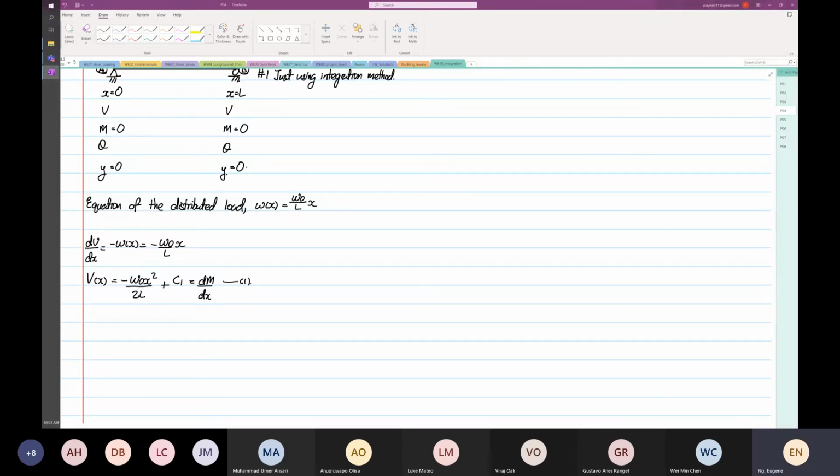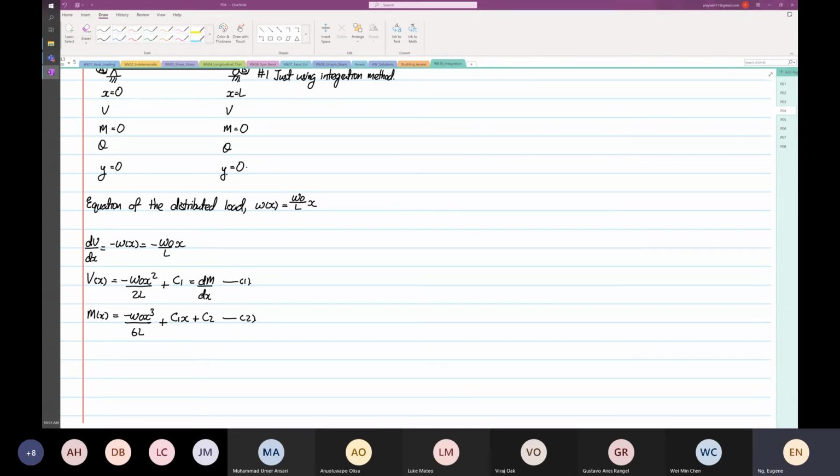Now, do we have any boundary conditions to find C1? The answer is no. We don't know what our V is at x equal to 0 or x equal to L. If that's the case, move on. We integrate again. So M as a function of x is equal to minus omega naught x cubed over 6L plus C1 x plus C2. This is our equation number 2.